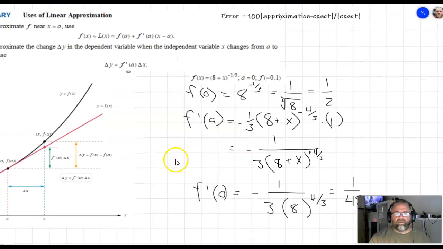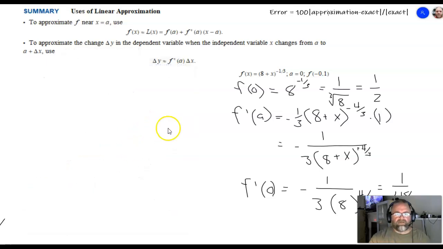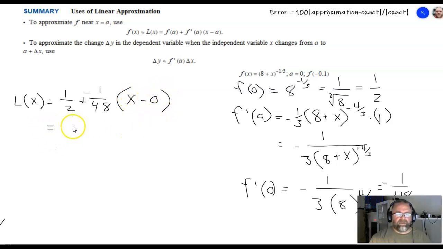So now, kind of running out of room. Let me take this thing off here, so give me some more space. So now what we want to do is plug it all in here. So the linear approximation of x is equal to f of 0, which we've already figured out is going to be 1/2, plus f prime of 0, which is 1/, that should be a negative. Don't let me forget those negatives, people. Negative 1/48 times x minus a, so x minus 0. And so that's just going to be 1/2 minus 1/48x. All right, so this is our linear approximation equation.